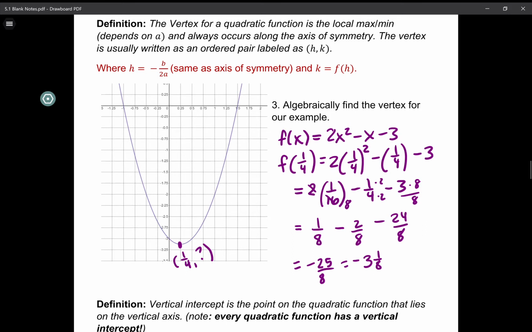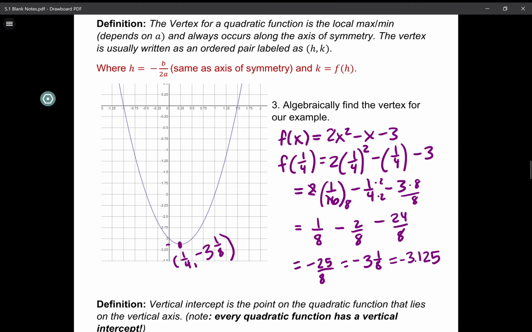And I think that's the same as minus 3.125 if you like decimals. All right, so that looks just about right to me. So 1/4, not a question mark anymore, minus 3 1/8. And there's my vertex. So how did I find that again? Well, I remembered the vertex always occurs along the axis of symmetry. I used my minus b over 2a formula for my axis of symmetry, and I got a fourth. To find the y value of the vertex, I simply plugged in 1/4 into my function to find the output at x equal to 1/4.